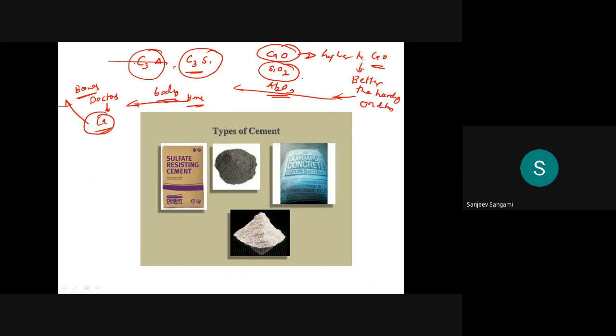Then SiO2 is also very important, as well as the alumina. Whichever type of cement you study, the variation of proportions in this is going to affect the different types of cements, as well as the different types of properties also.